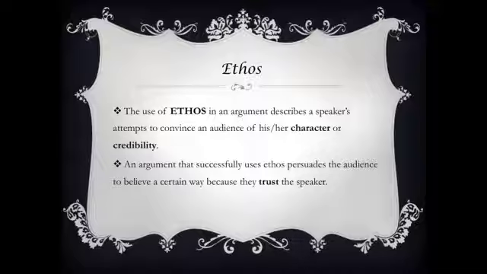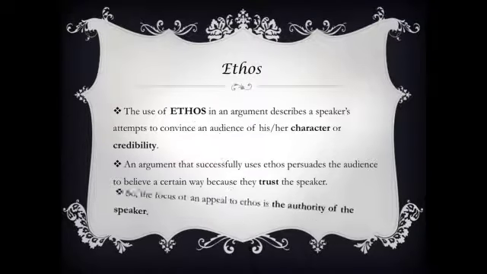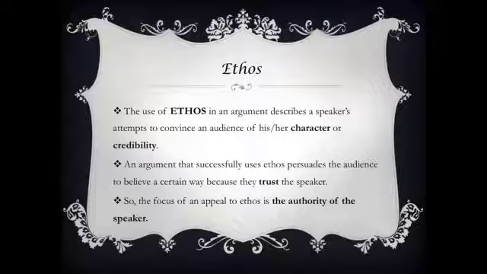So unlike pathos, which is focused on the audience and getting them to feel a certain way, ethos is actually focused on the arguer themselves, on the speaker, and trying to make them someone trustworthy, someone who's an authority figure, someone who has credibility. The focus of an appeal to ethos is on the authority of the speaker rather than the audience. So that's a major difference between the two.